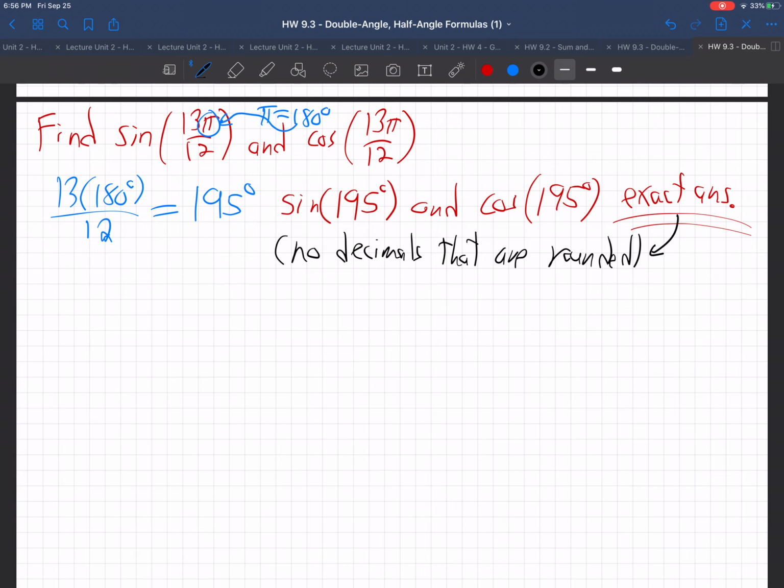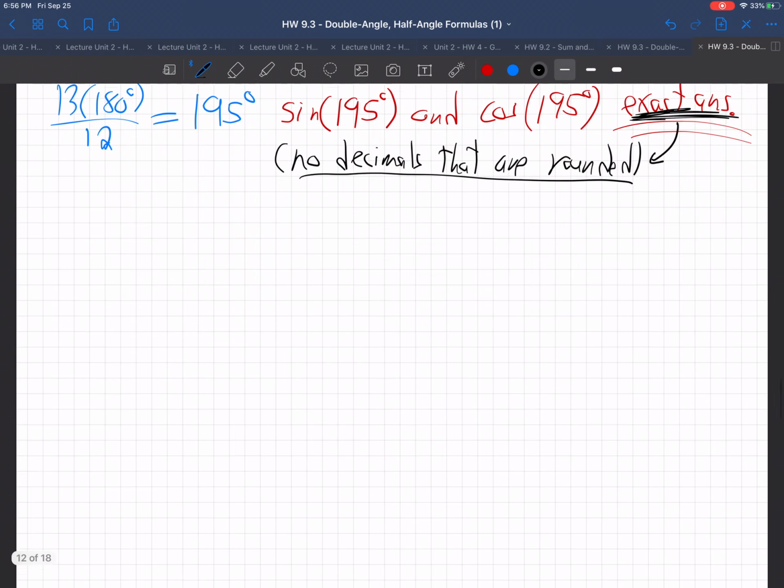Right? You can hit the buttons on your calculator to find the sine of 195. You get some decimal that goes forever. And because the decimal goes forever, you'd have to round it, and as soon as you round it, it's no longer exact. So when they say exact, we can't use our calculator, because all the calculator gives us is decimals. So what do we do then? Well, we go to the unit circle. That's how we get exact values, off the unit circle.